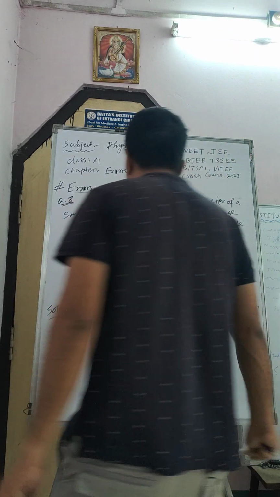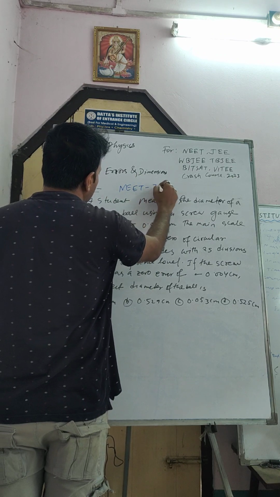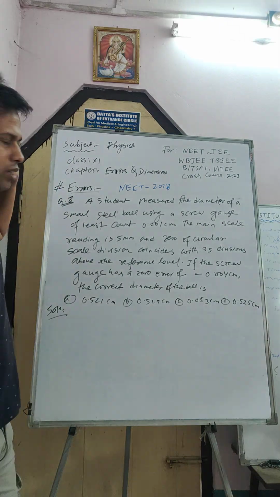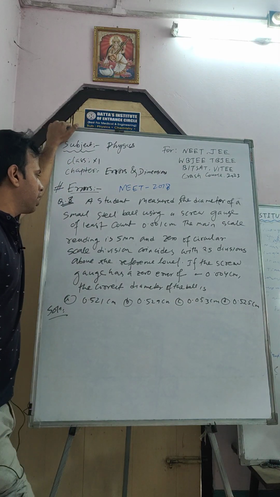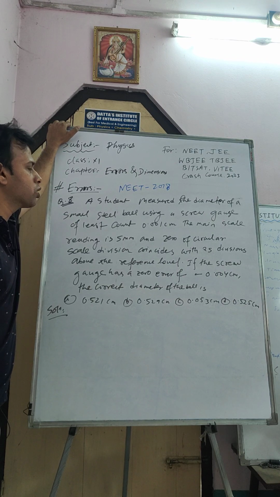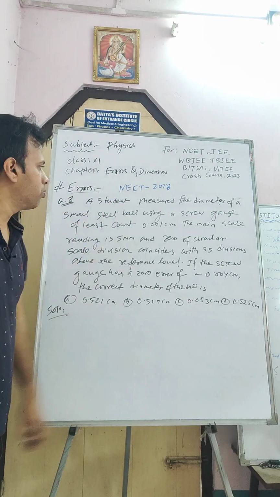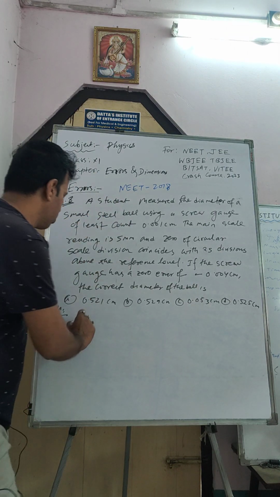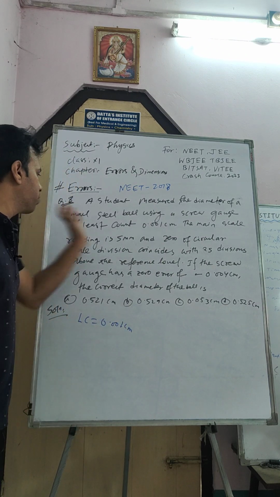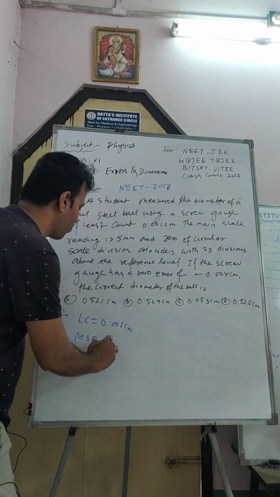This question came in NEET 2018. Every question here came in NEET and AIIMS, and I took this part from NEET and AIIMS. So here a student measured the diameter of a small steel ball using a screw gauge. Here it is given LC equal to 0.001 centimeter. The main scale reading, MSR, is 5 mm.